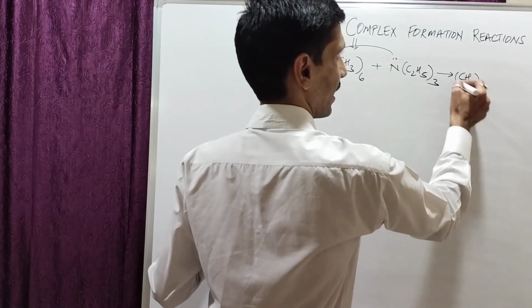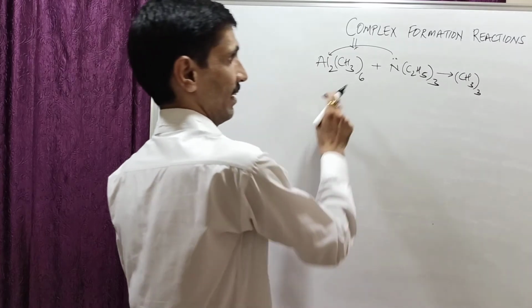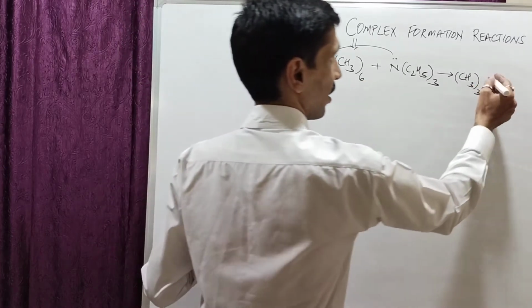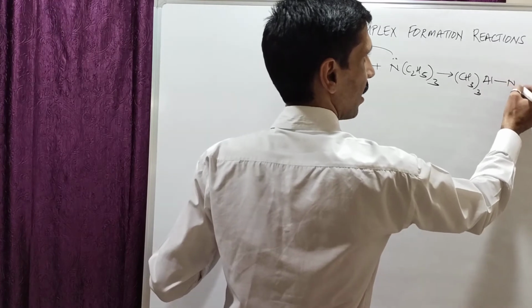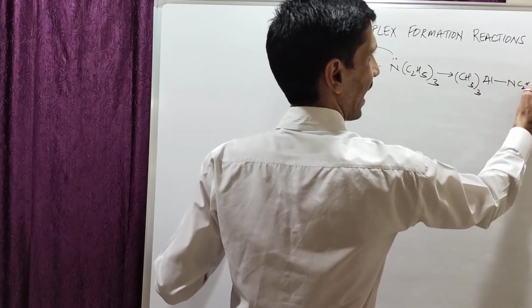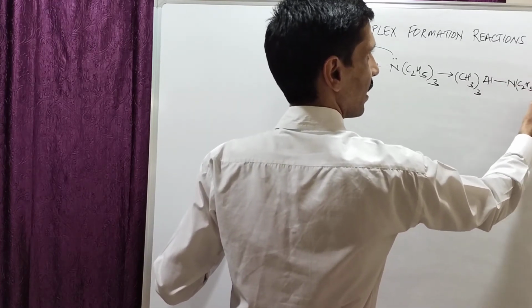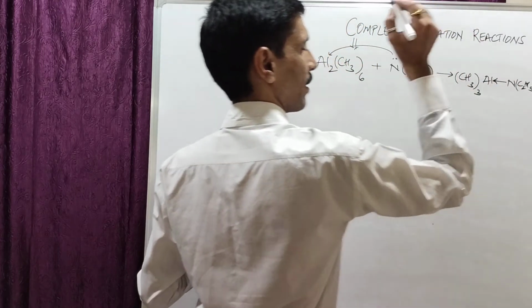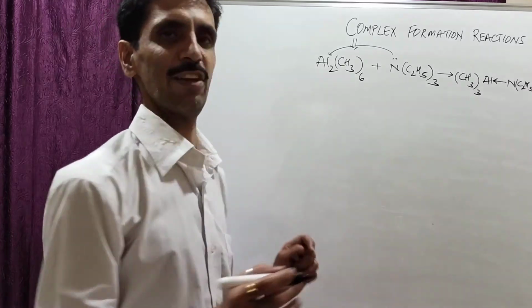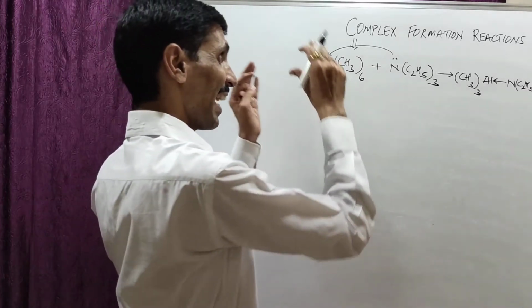Now the product which is going to be formed, please have a look at it. The product will be (CH3)3Al, here it was 6, now it is 3, and N(C2H5)3. And the bond is going to be formed between nitrogen and aluminium.